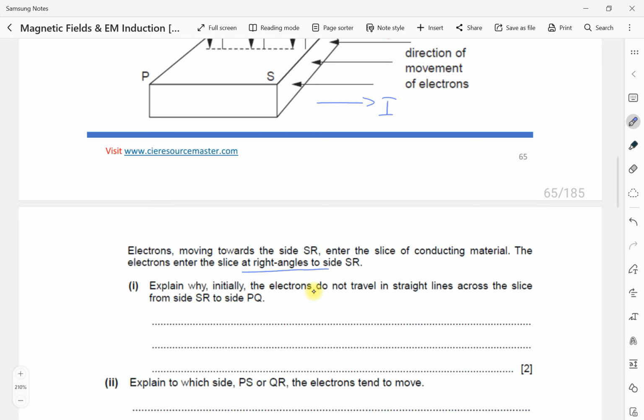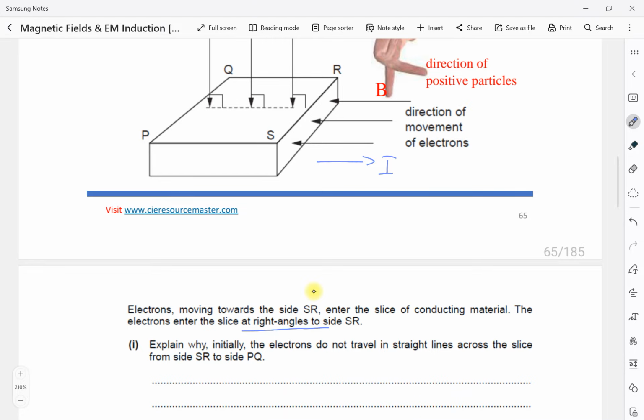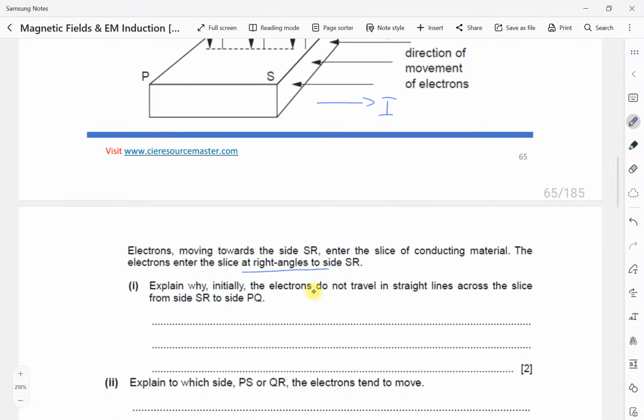Explain why initially the electrons do not travel in straight lines across the slice from side SR to side PQ. So when the electrons enter into the slice, because they will be entering perpendicular to the magnetic field, they experience a force whose direction can be predicted by Fleming's left-hand rule. As long as the charged particle moves perpendicular to the magnetic field, it experiences a force.